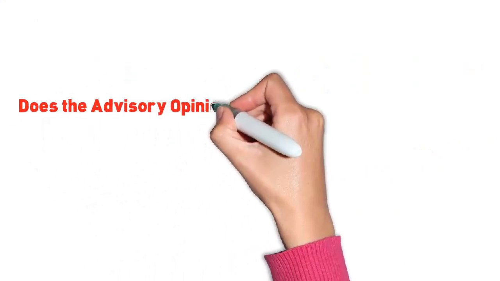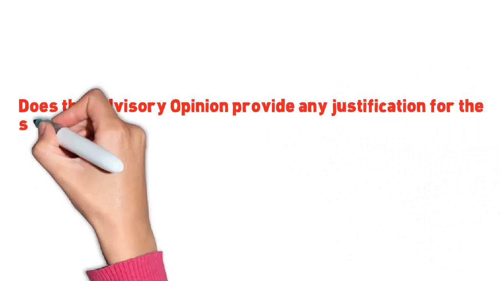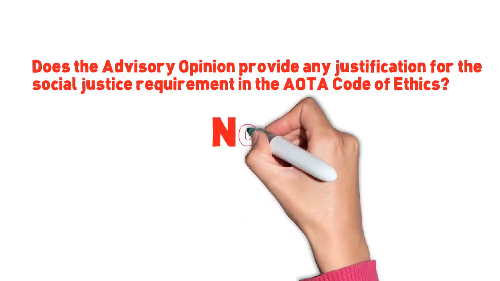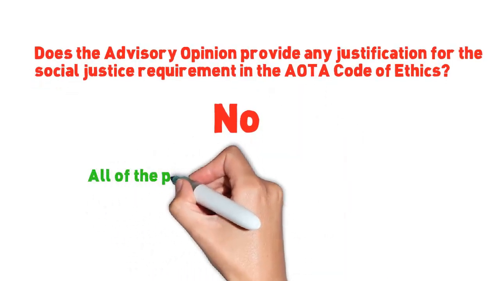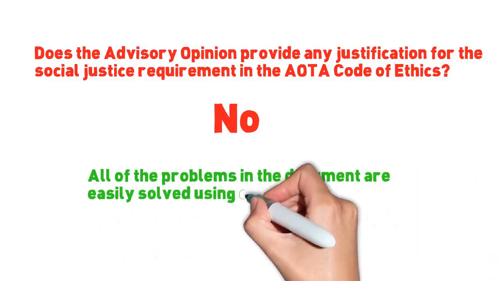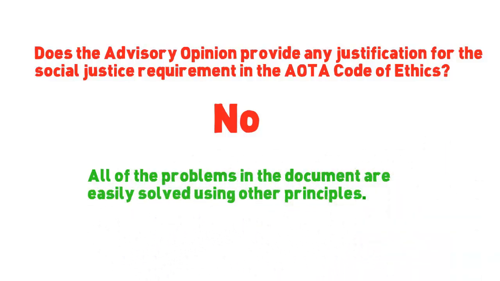So, to the question, does the advisory opinion provide any justification for the social justice requirements in the AOTA Code of Ethics? The answer is no. Since the problems in the advisory opinion were really solved using other parts of the code, it can't offer any justification for the social justice requirements.